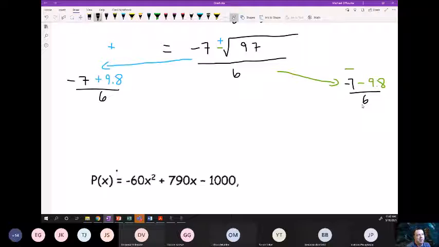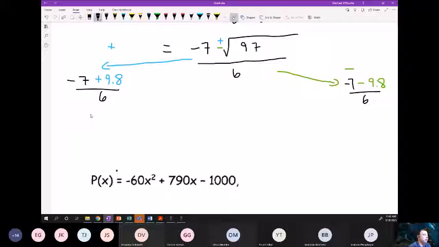Do we understand the split and why I'm doing it? Yes or no? Okay, we're understanding the split? Okay. I really like having all these colors, so I think it helps you guys see it.